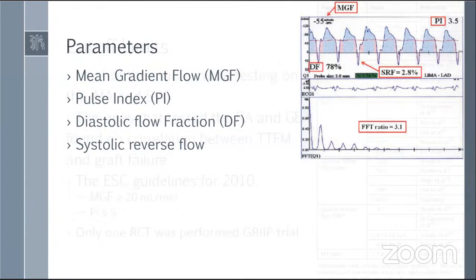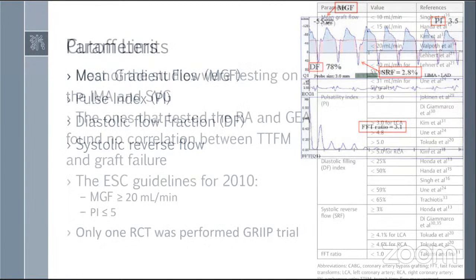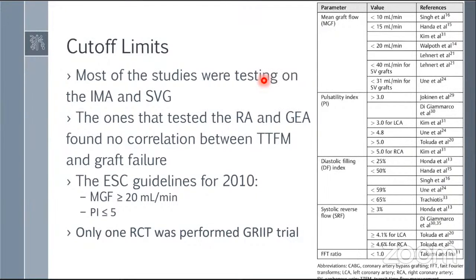So regarding the cutoff limits for these values, for the mean graft flow, what I found is that the European guidelines in 2010 had 2 values for mean graft flow and the pulse index. But in 2018, they removed these values. They were not mentioned.